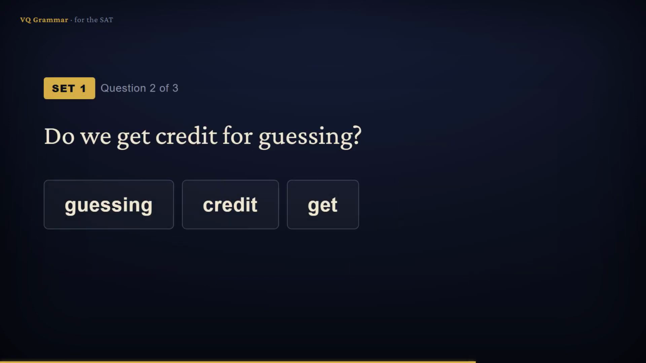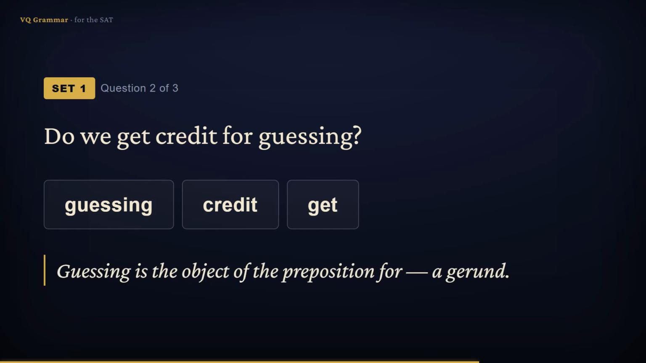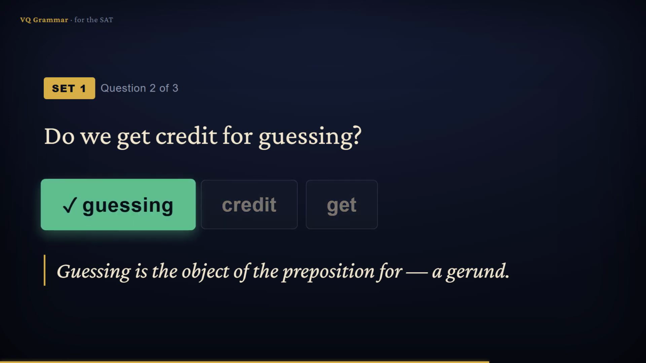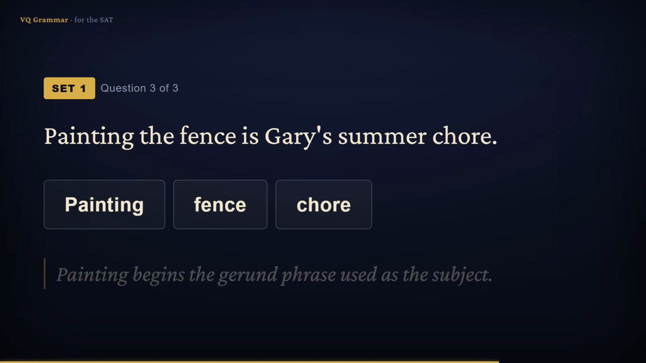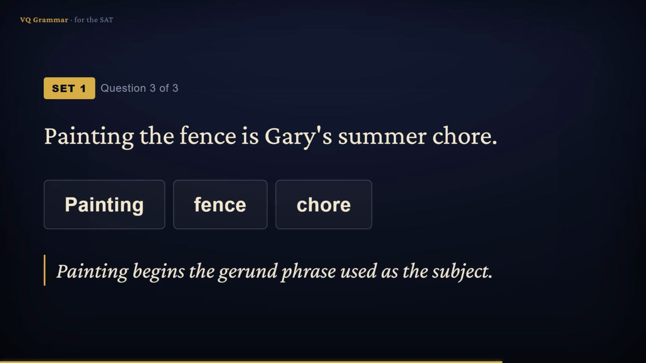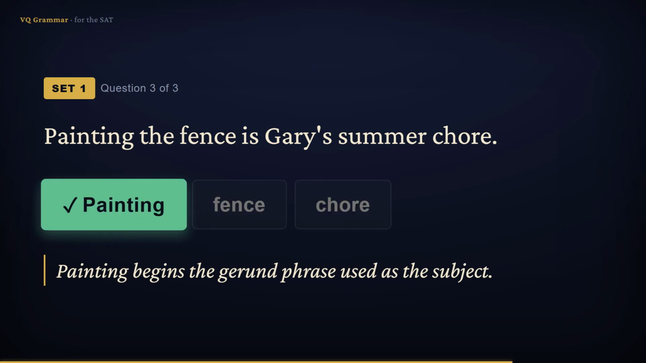Do we get credit for guessing? Guessing follows the preposition for, serving as its object, a noun's job. So the gerund is guessing. Painting the fence is Gary's summer chore. Painting the fence is a gerund phrase serving as the subject, and it begins with the gerund painting. So the gerund is painting.